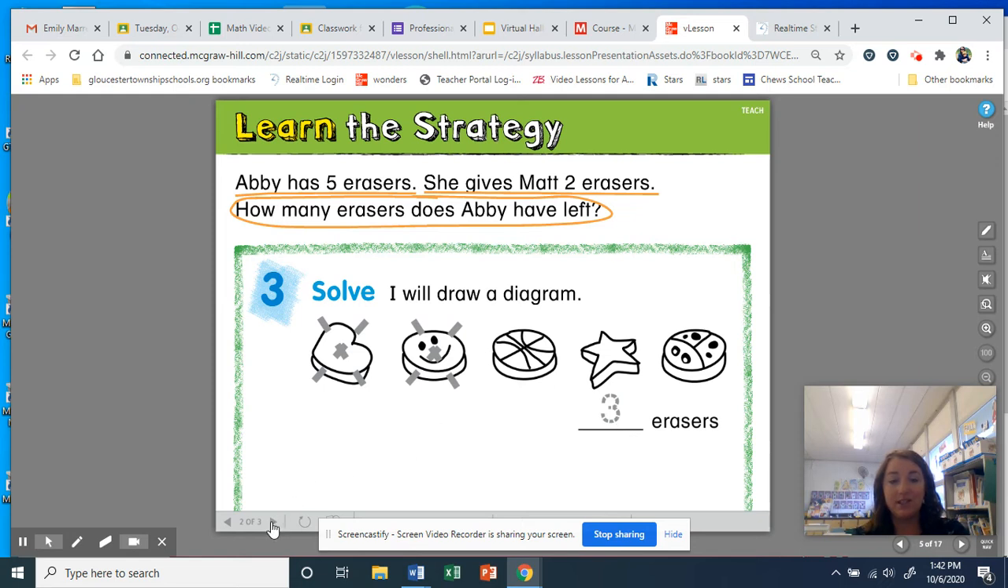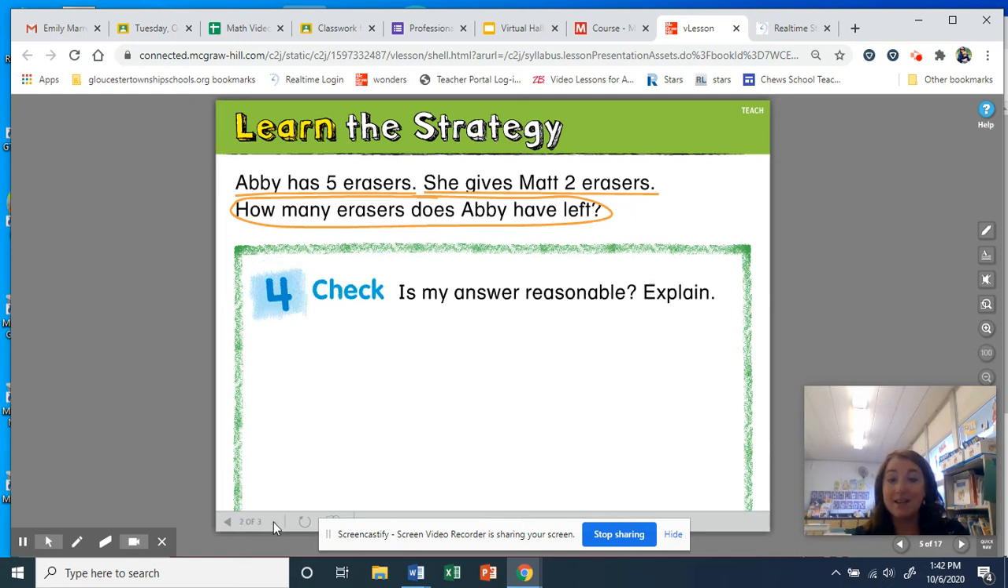Now what you do is you see if it makes sense. Is my answer reasonable? Yes, it is reasonable because if you have 5 erasers and you give 2 away, of course you're going to have 1, 2, 3 left. Super job.